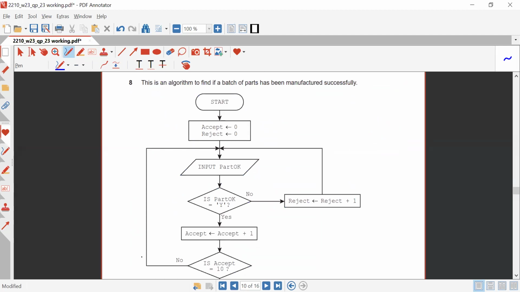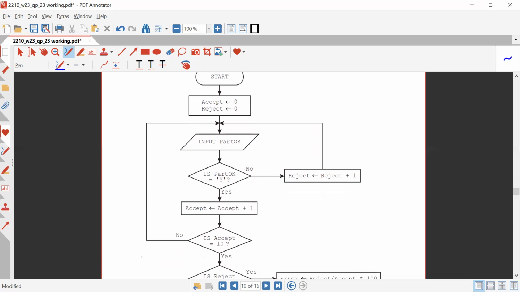Okay, now coming towards question number 8. Question number 8 says, this is an algorithm to find if a batch of parts has been manufactured successfully. Start. Initially the value of accept and reject are 0. Then input part okay. Is part okay equal to y? Then accept will be accept plus 1, that means there will be an increment of 1.